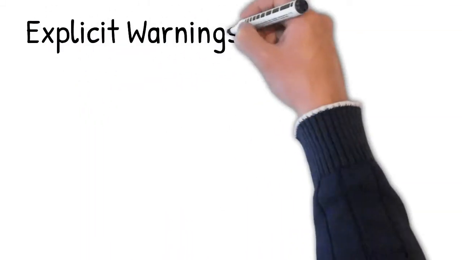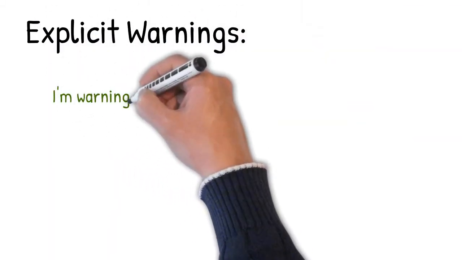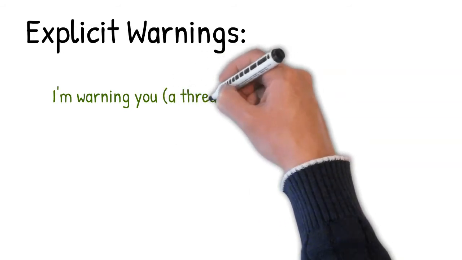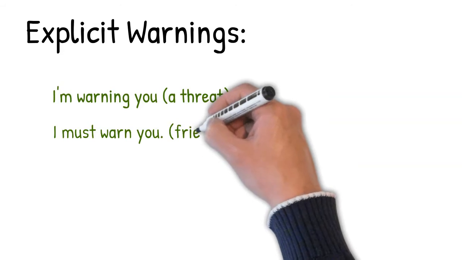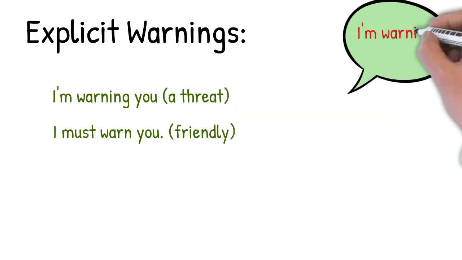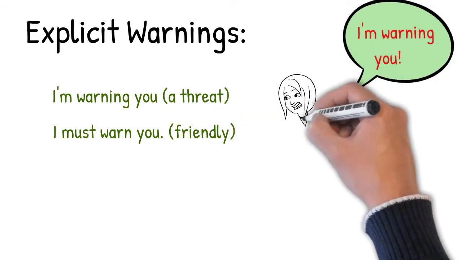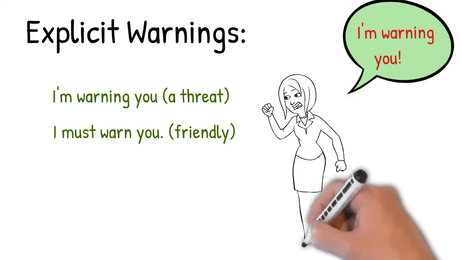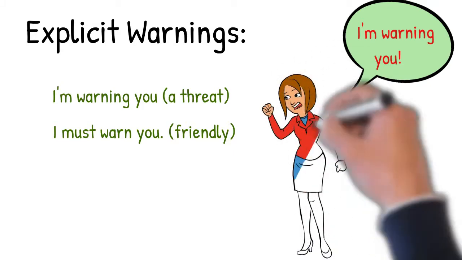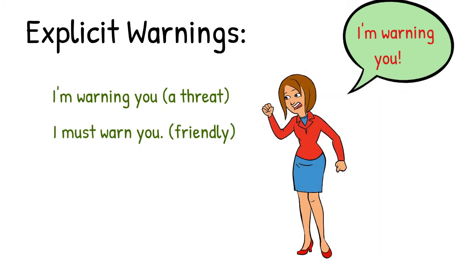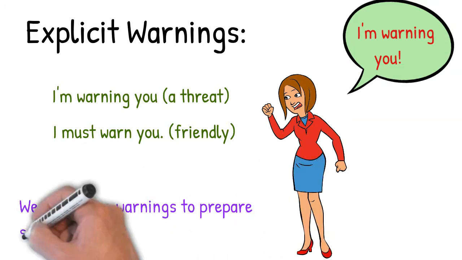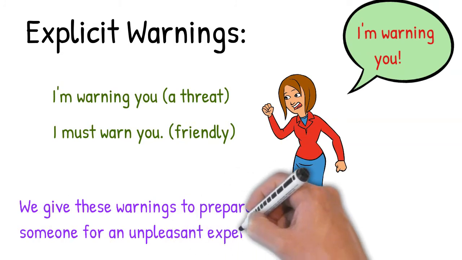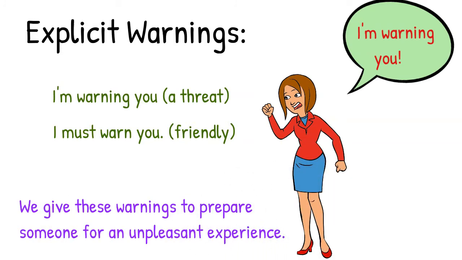The next one is explicit warnings. These are warnings you give to prepare someone for an unpleasant experience. And you use the words "I'm warning you," which is a threat. So you hear it in the tone of your voice. I'm warning you. Or a friendlier warning of an unpleasant experience would be, "I must warn you." You can hear the tone difference. I'm warning you. I must warn you. So "I must warn you" is softer.